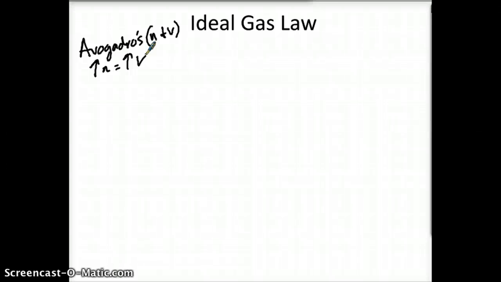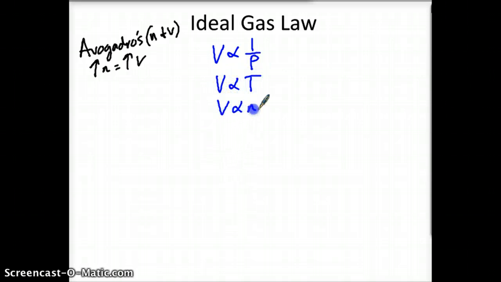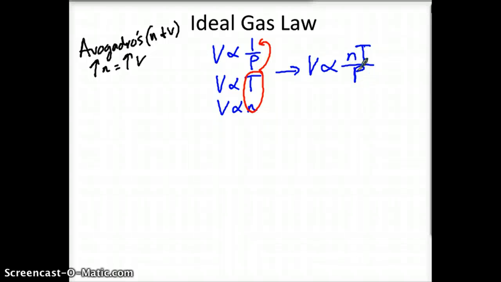So if we take that relationship and the other three that we learned yesterday, how can we combine them together? Well, let's refresh them really quick. We know volume is indirectly related to pressure. We know volume is directly related to temperature. We now know volume is directly related to moles. So let's put all of the stuff that's directly related in the numerator and keep the stuff that's indirectly related in the denominator. And then what we see here, if we combine this, is that the volume is directly related to the moles times the temperature of a gas divided by its pressure.